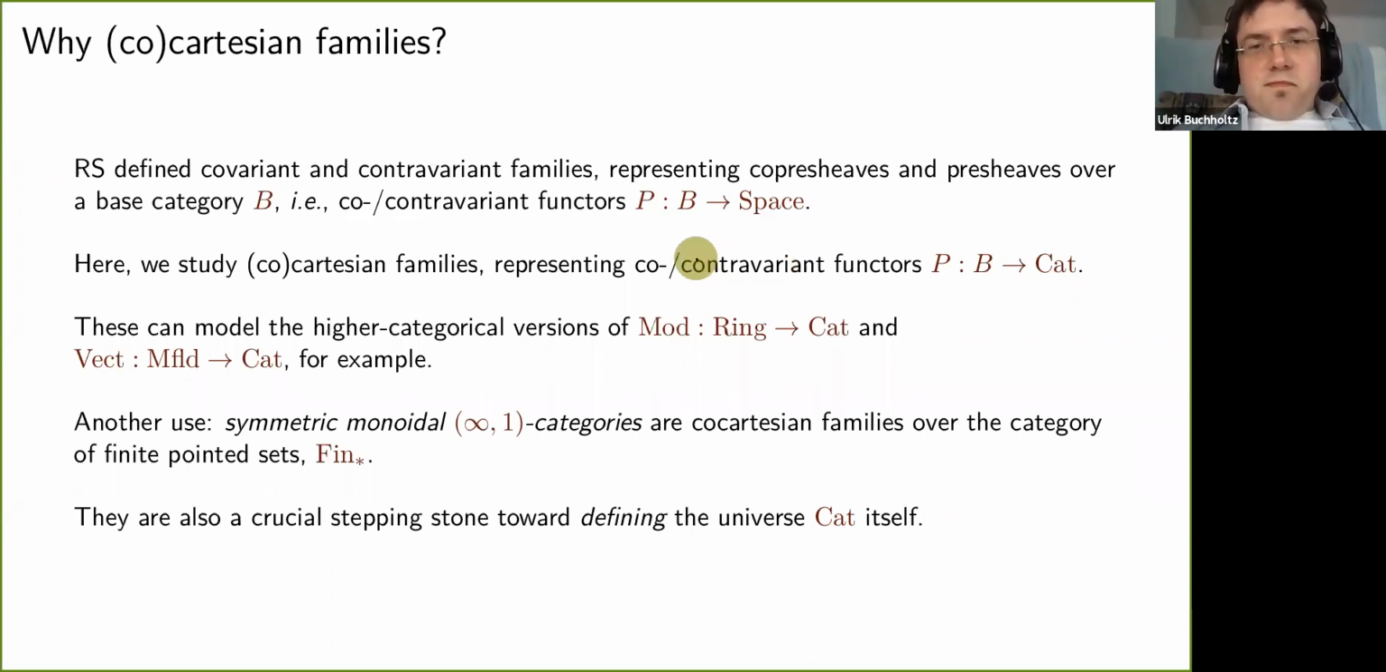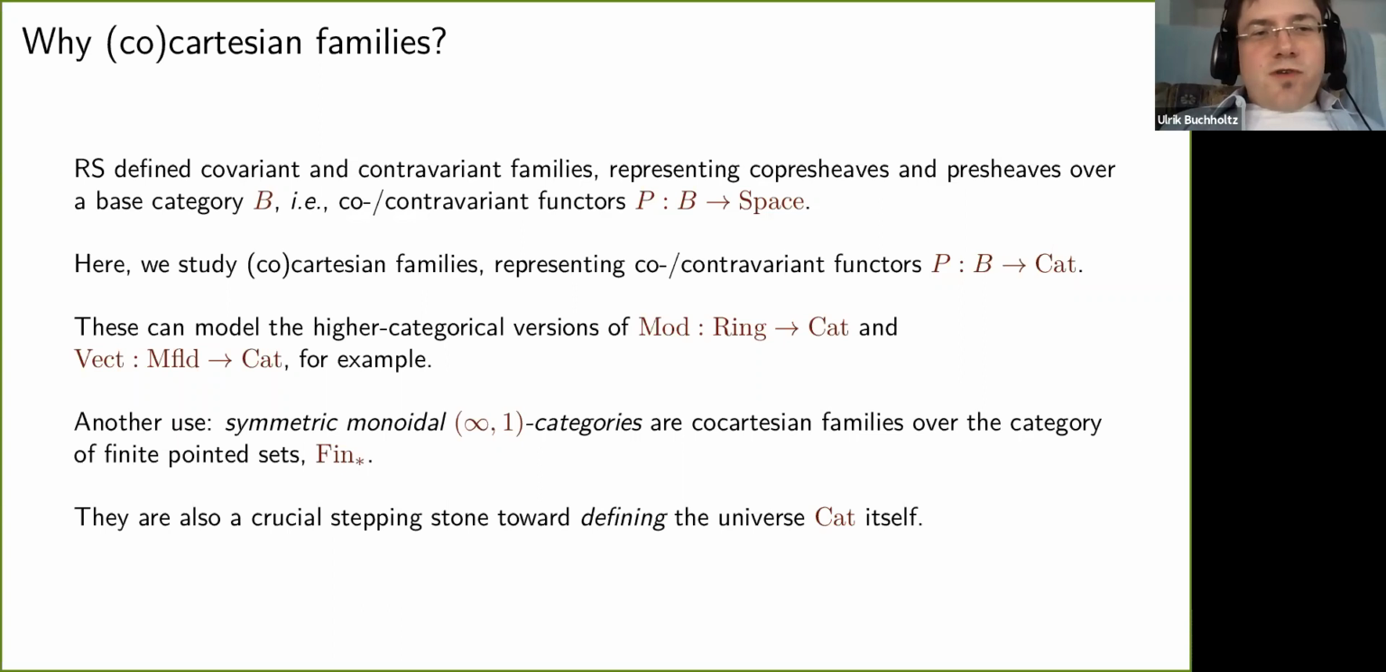So one might think, well, you have a synthetic theory of categories. Why not just have this universe of spaces here, spaces in the sense of infinity groupoids? Well, that's hard to get, and if you want to get it, you somehow need to start with the covariant families. So better study those first.